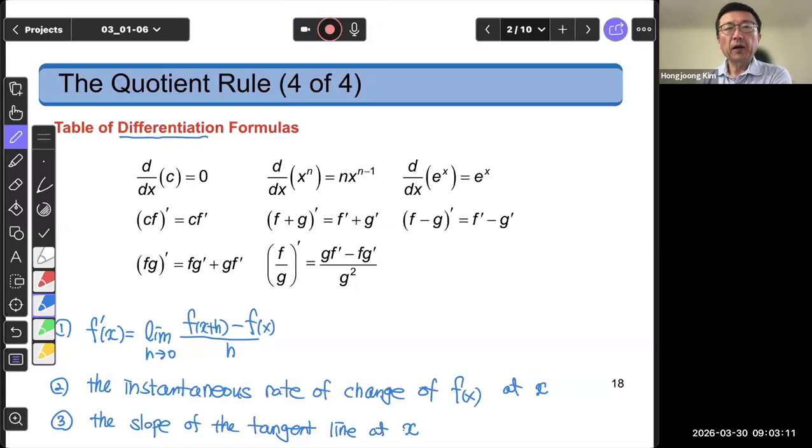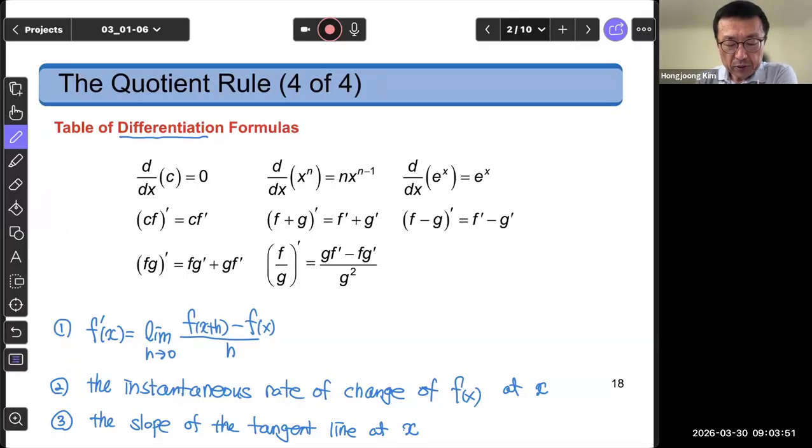Sometimes it is convenient to use the mathematical definition to talk about the derivative, but in applications, in engineering or in economics, the instantaneous rate of change of the function at a given point might be more useful in some situations. And sometimes you need to combine everything with the graph. At that point, f prime of x represents the slope of the tangent line at a given point. Anyway, you need to remember these three meanings.